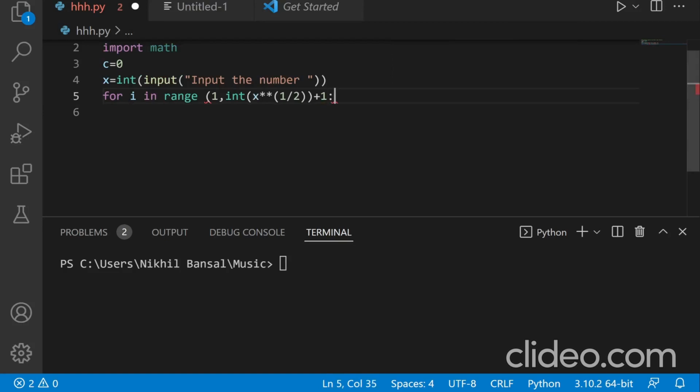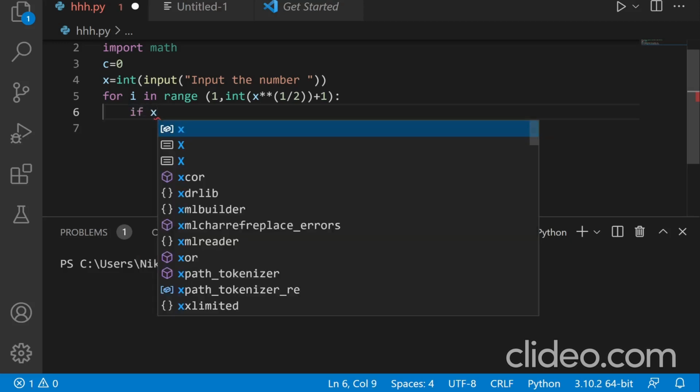And why am I doing this? Because in case of a non-perfect square being inputted, let's say 48, the square root of 48 will be about 6 and int of that will be 6, and I need to go to 7 because I will check for the square of 7, that is 49. So the next is the if condition.